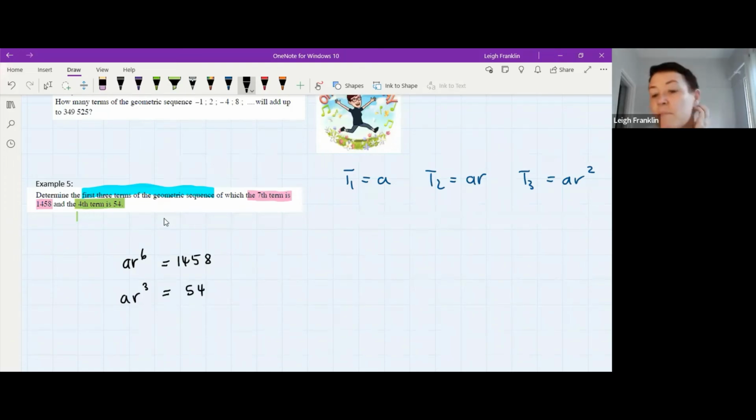Okay, and now the million-dollar question. This is equation number 1. This is equation number 2. What are we going to do with these two equations? How are we going to solve simultaneously? Yes, Siatemba. You're going to take AR6 and AR3 to one side, and then take 1,458 and 54 on the other side.